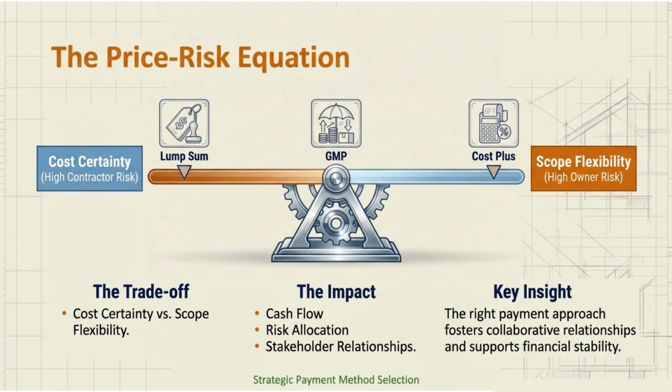You can't have both. It's like trying to have your cake and eat it too, except the cake is made of concrete and costs $10,000. The impact: cash flow. When does money move? Risk allocation. Who takes the hit? Stakeholder relationships. Are we partners or adversaries?